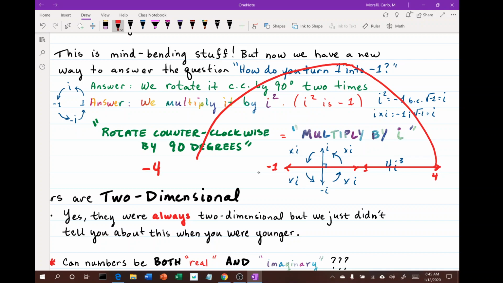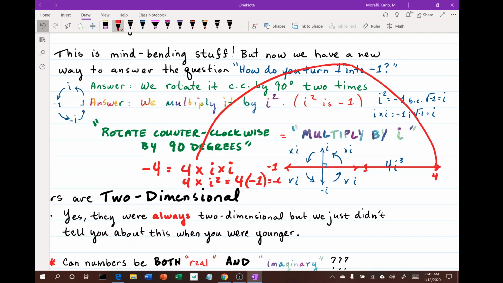-4 in this example is equal to 4 times i times i. And remember, 4 times i times i is 4 times i squared. Remember, i squared equals -1, so that's 4 times -1, which is -4. So that's how you get from 4 all the way over to -4.